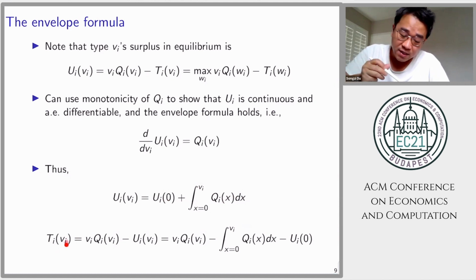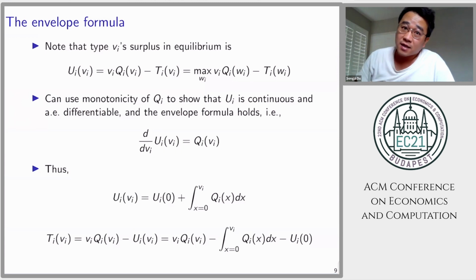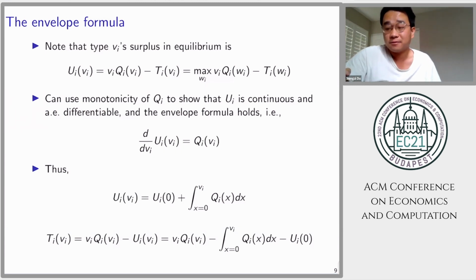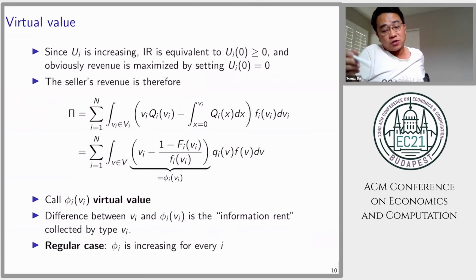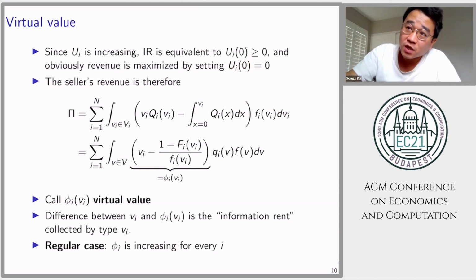Okay, and then given this formula for the transfer function, we can verify that if QI is monotone, then the IC condition is satisfied. So just substituting that. First of all, the IR condition, just saying that the expected payoff is weakly positive. Obviously, UI is increasing with one's type. So this is for IR. We just need the lowest type having weakly positive payoff. Obviously, to maximize revenue, we should set the payoff of the lowest type to be 0.